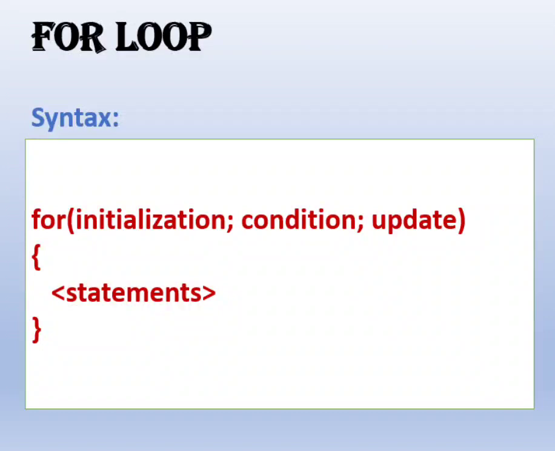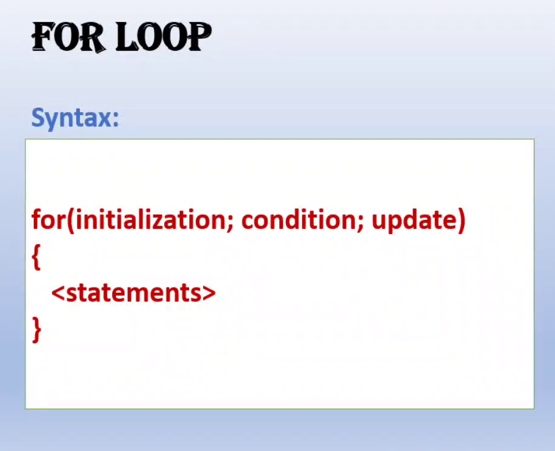And what is the initialization statement? For example, if you want to run this for loop for 10 iterations, between 1 to 10, then the initial value that you want to start with is i equal to 0. So that is called initialization.